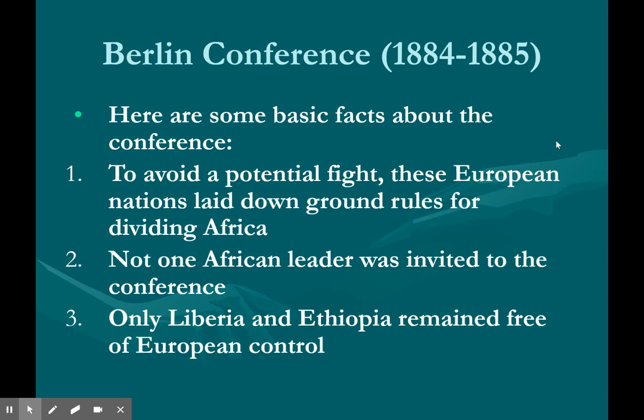Number two, not one African leader was invited to the conference. So you can imagine they're splitting up this giant continent with a bunch of different nations, a bunch of different people groups. Not one of them was actually invited to the conference itself to decide who gets control of what. So the Europeans thought they were superior to the people in Africa and that they had better weapons, things like that.